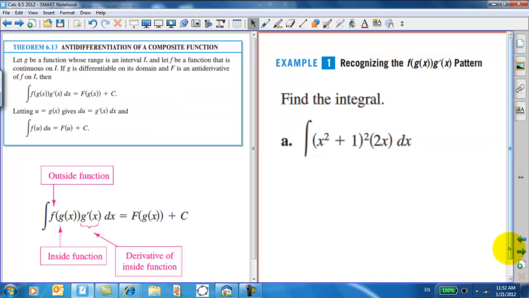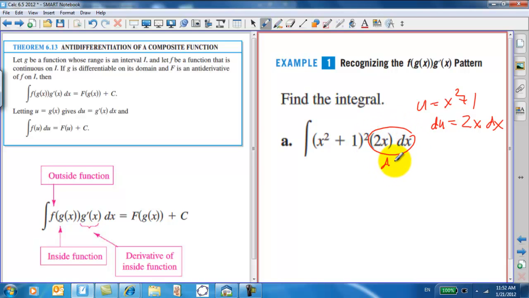So let's see how this works. Recognizing this pattern, find the integral. So what we've got here is we can think of u as x squared plus 1. That's your inner function. You've got a composition of two functions. You've got squaring and you've got x squared plus 1, and the squaring is the outer function. So du is 2x dx. So all of this becomes our du, and this is u squared.